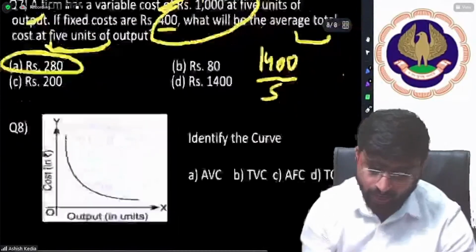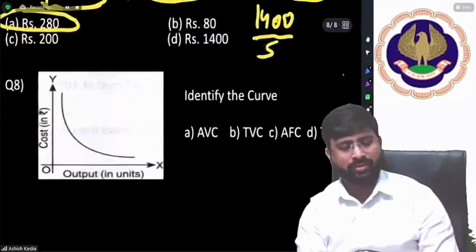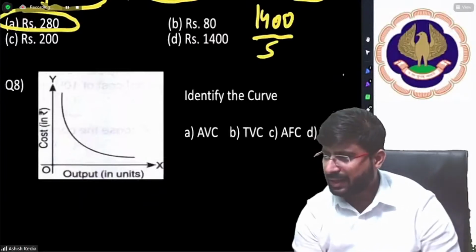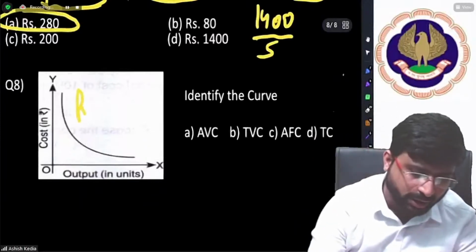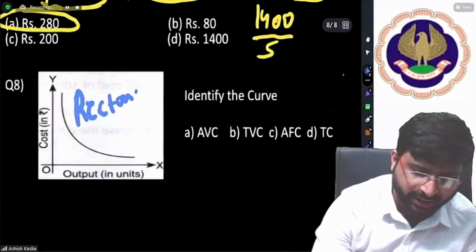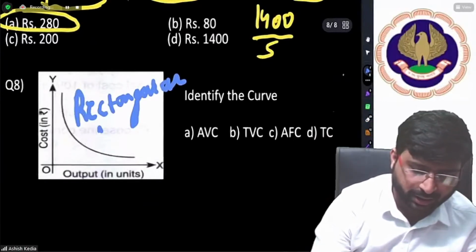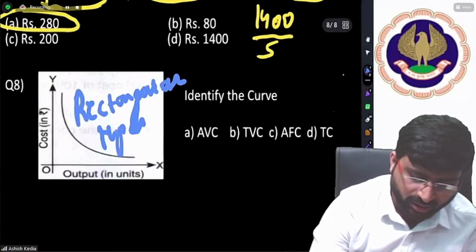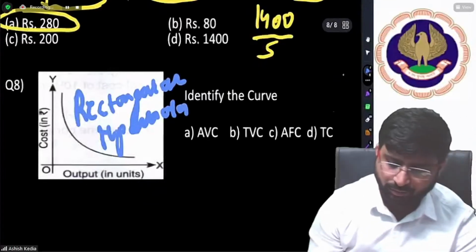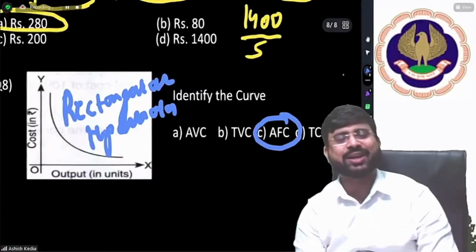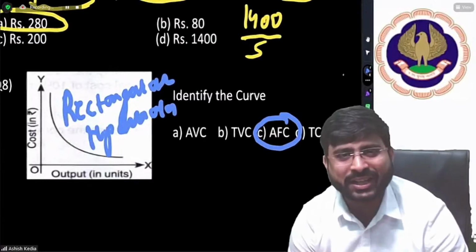Okay. Sir. Now, identify this curve. Can you identify this curve for me, friends? Come on. Absolutely. Sir, this is a rectangular hyperbola. You are absolutely correct. This shape is nothing but a rectangular hyperbola. And since this curve is a rectangular hyperbola, we will answer our question to be average fixed cost. This is our answer. AFC curve is a rectangular hyperbola.